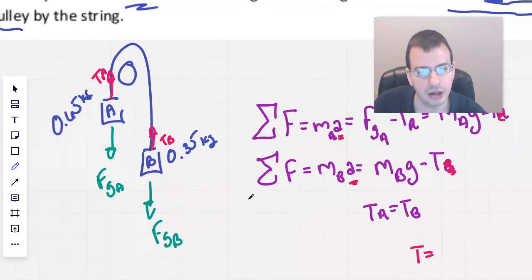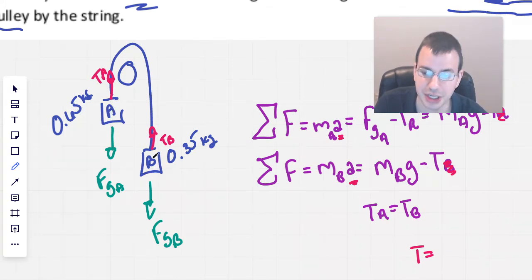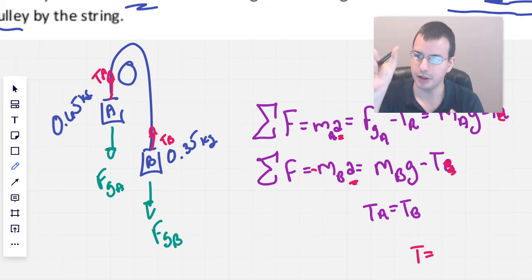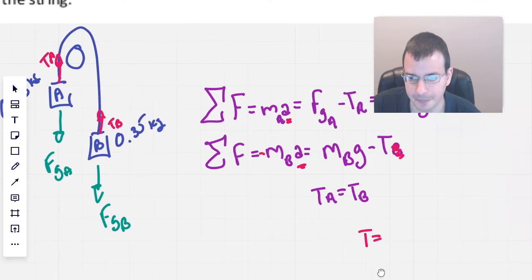Sorry, one thing real quick. This is going to fall downward, and this one's actually going to go upward. So this acceleration here is actually going to have a negative sign in front of it, because block B is going to be moving up and block A is going to be moving down. So even though the magnitude of the accelerations is the same, the directions will be opposite. Okay, so I'm going to take this equation and solve it down here.